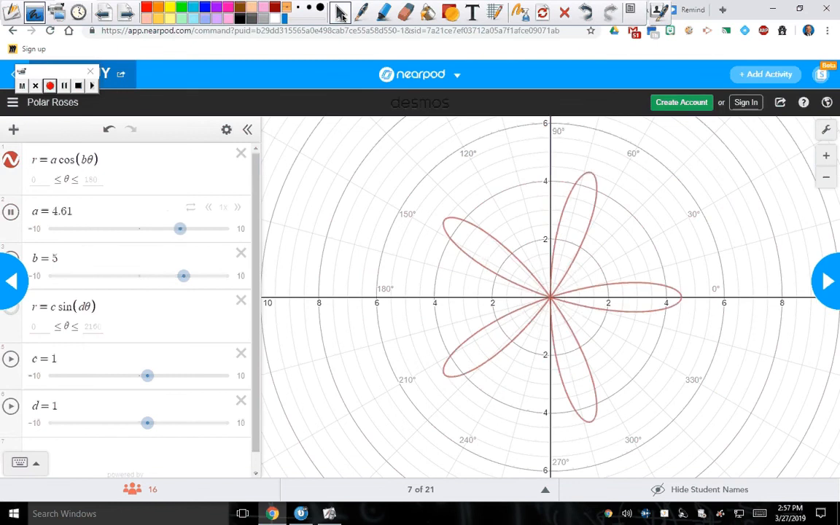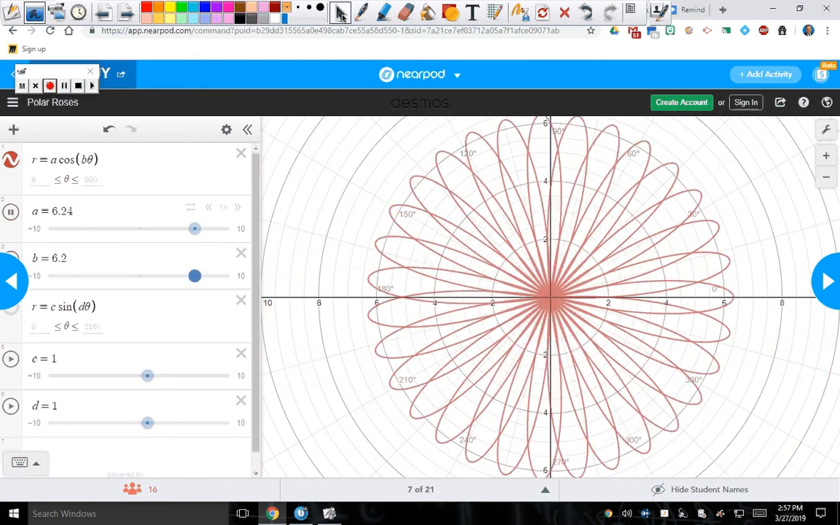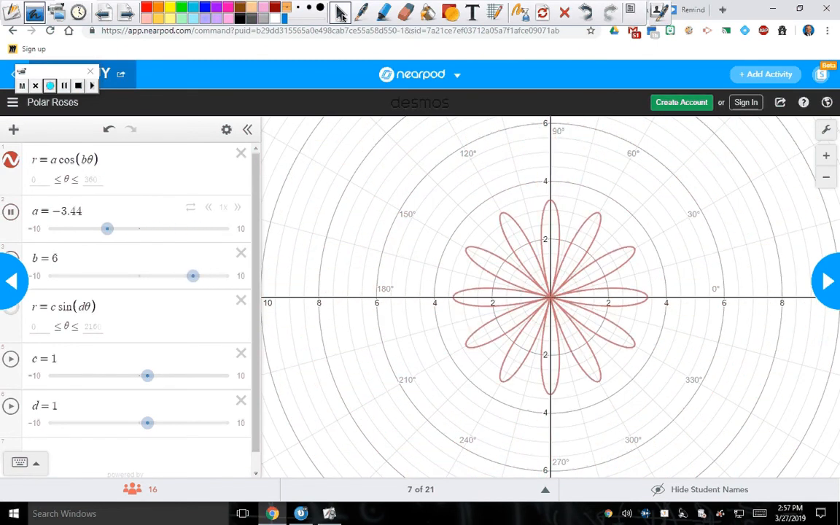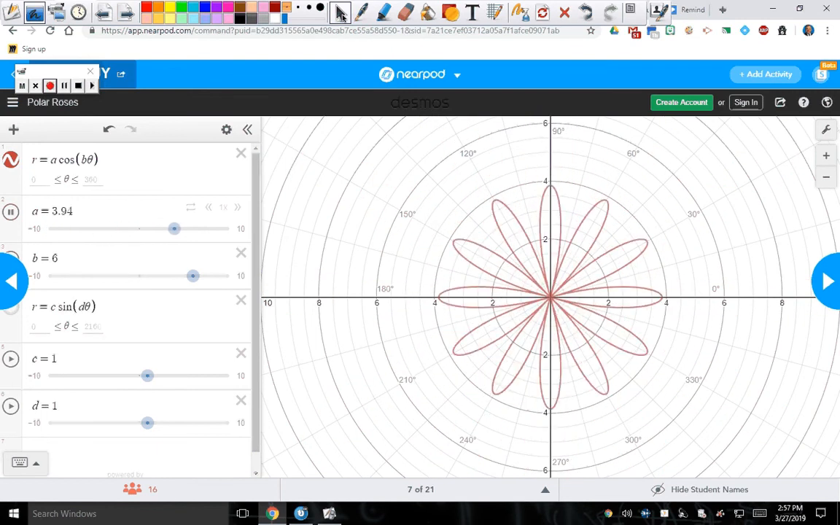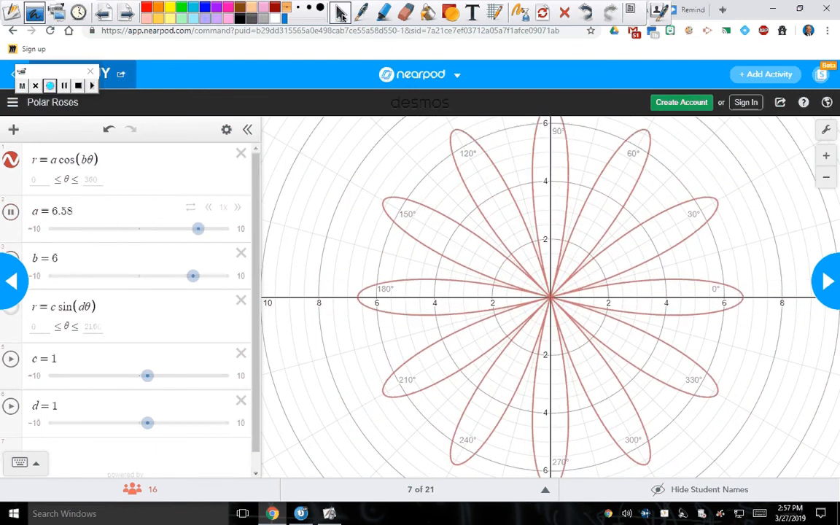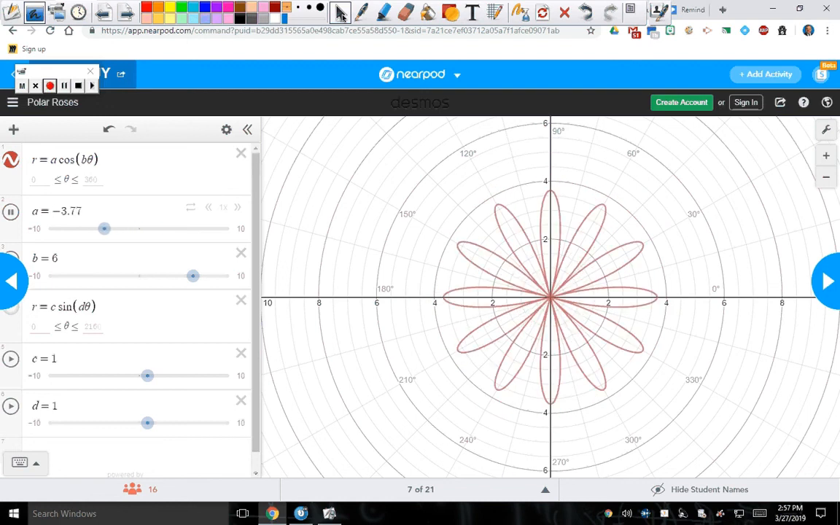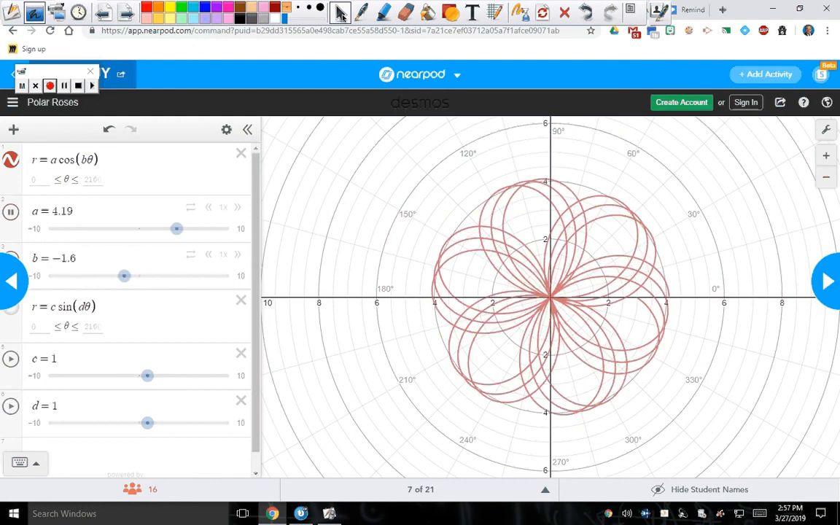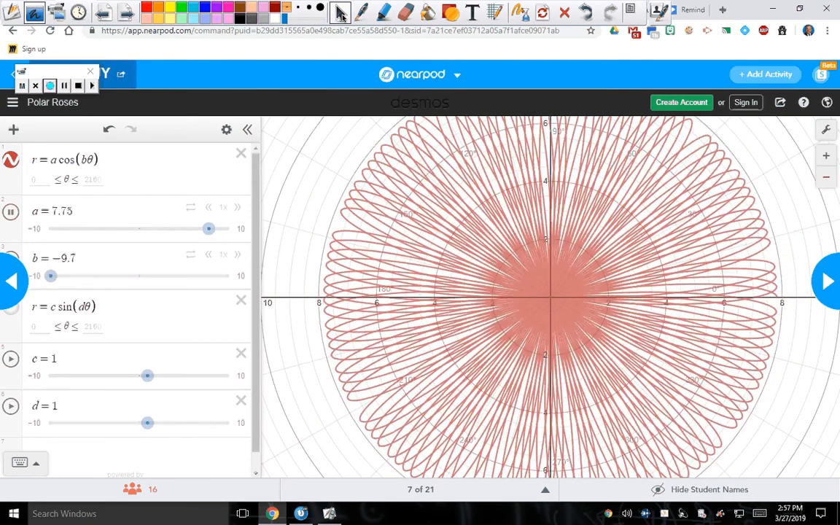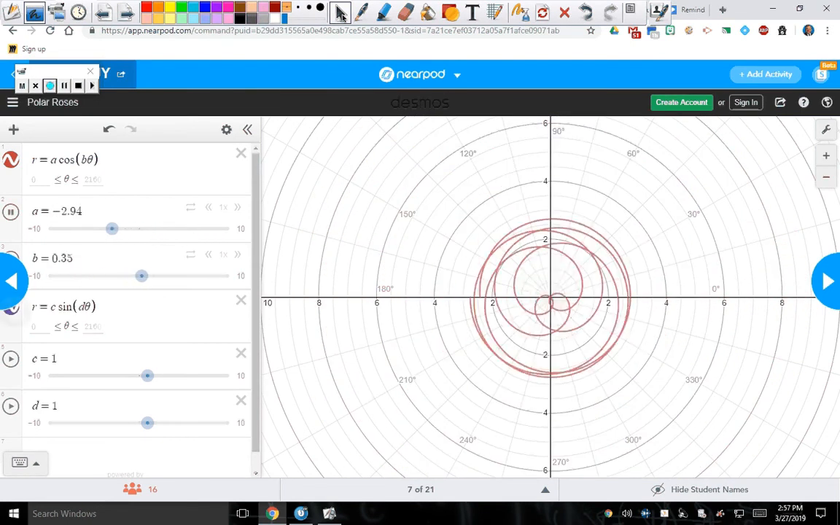And how about 6? How many do you think you'll see with 6? 12. So, evens are the double. And any odds is going to be exactly how many petals it will have. And when you play it together, it's kind of fun. All right, so let's do the other one.